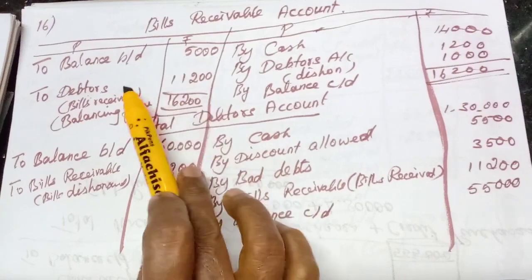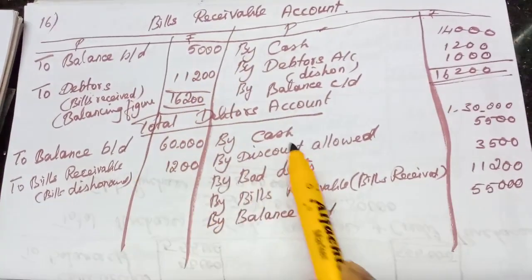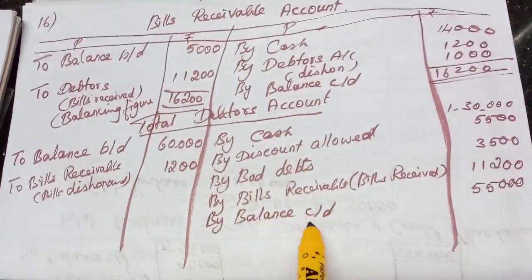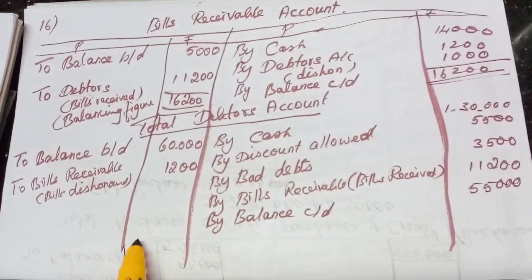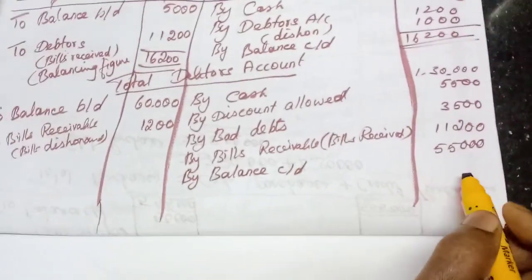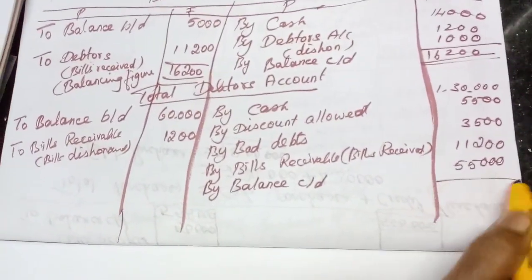Then the two items from the bills receivable account, this one and this one. Then only the closing balance. So, three steps. Now we need to balance them. Which side will be more? The credit side. Total it.